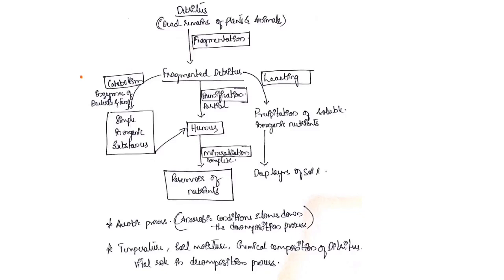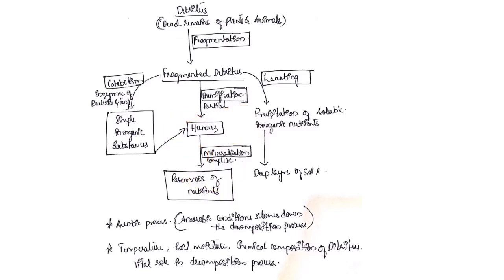Next, this partially decomposed material, humus, undergoes mineralization, where all the minerals present within the humus enter into the soil. The inorganic minerals present in tight clusters in the humus are released into the soil. This process is known as mineralization.